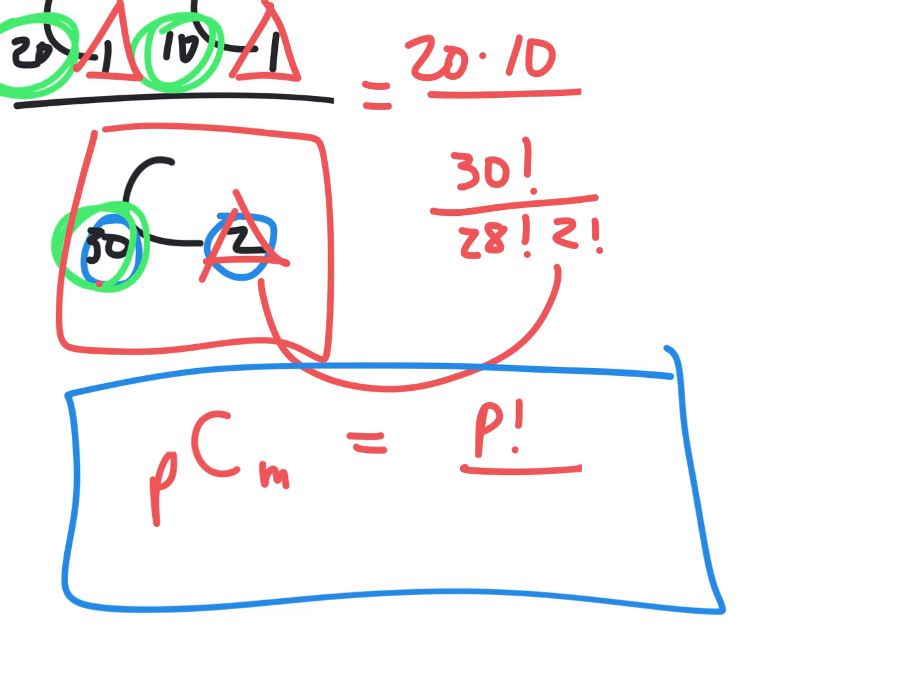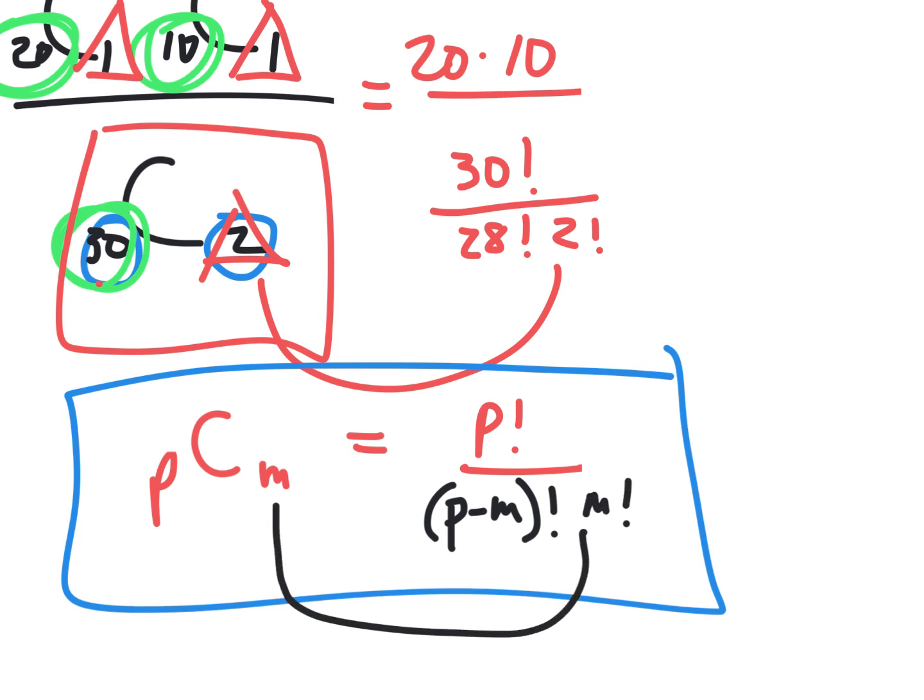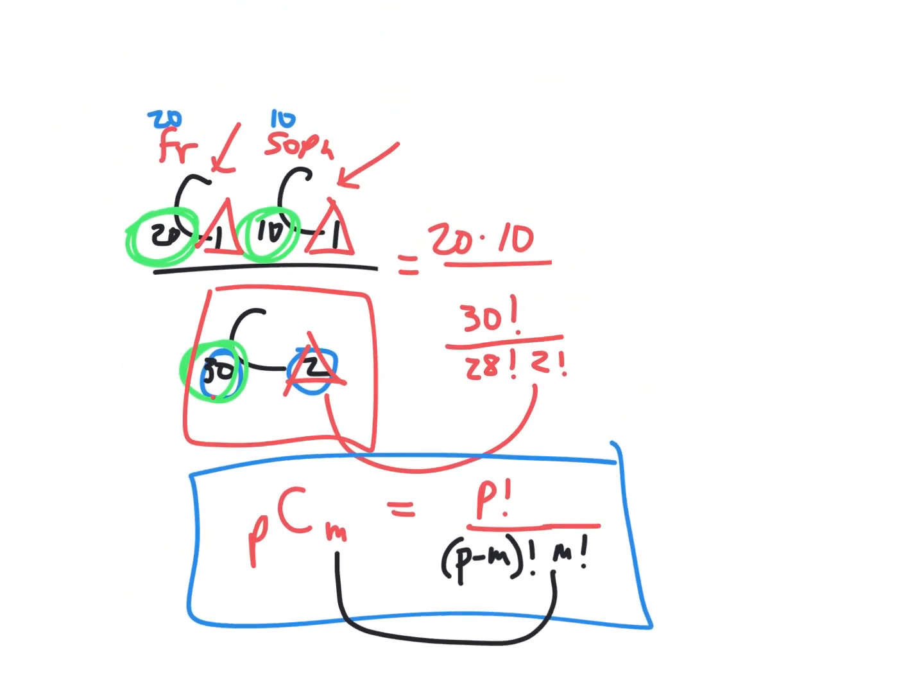Sam, did I start right with P factorial? Yes. Yep. What would be down here? P minus M. What's the name for that thing we're doing? Factorial. With an extra M factorial. Who figured that one out? Raise your hand if you did. Okay, nice job.